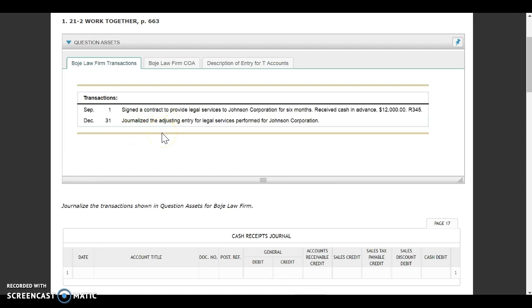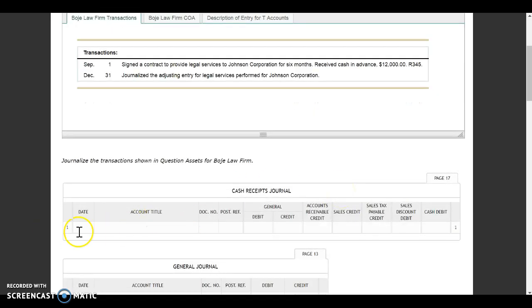So September 1st, it says that we signed a contract to provide legal services to Johnson Corporation for 6 months. We received cash in advance for $12,000, receipt number 345. So we are a law firm and we are providing those legal services, but it's going to be 6 months worth of work, and they've paid us even though we have not done that work yet. So we need to go to our cash receipts journal.